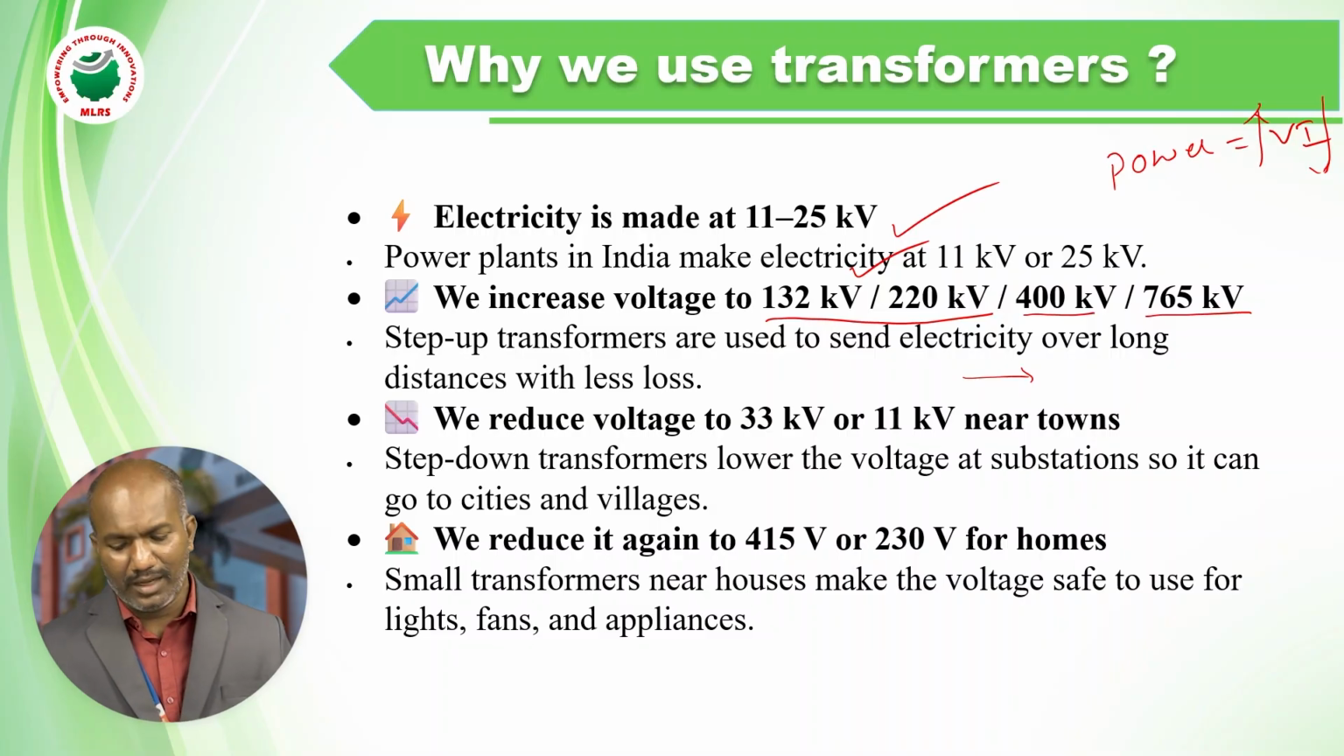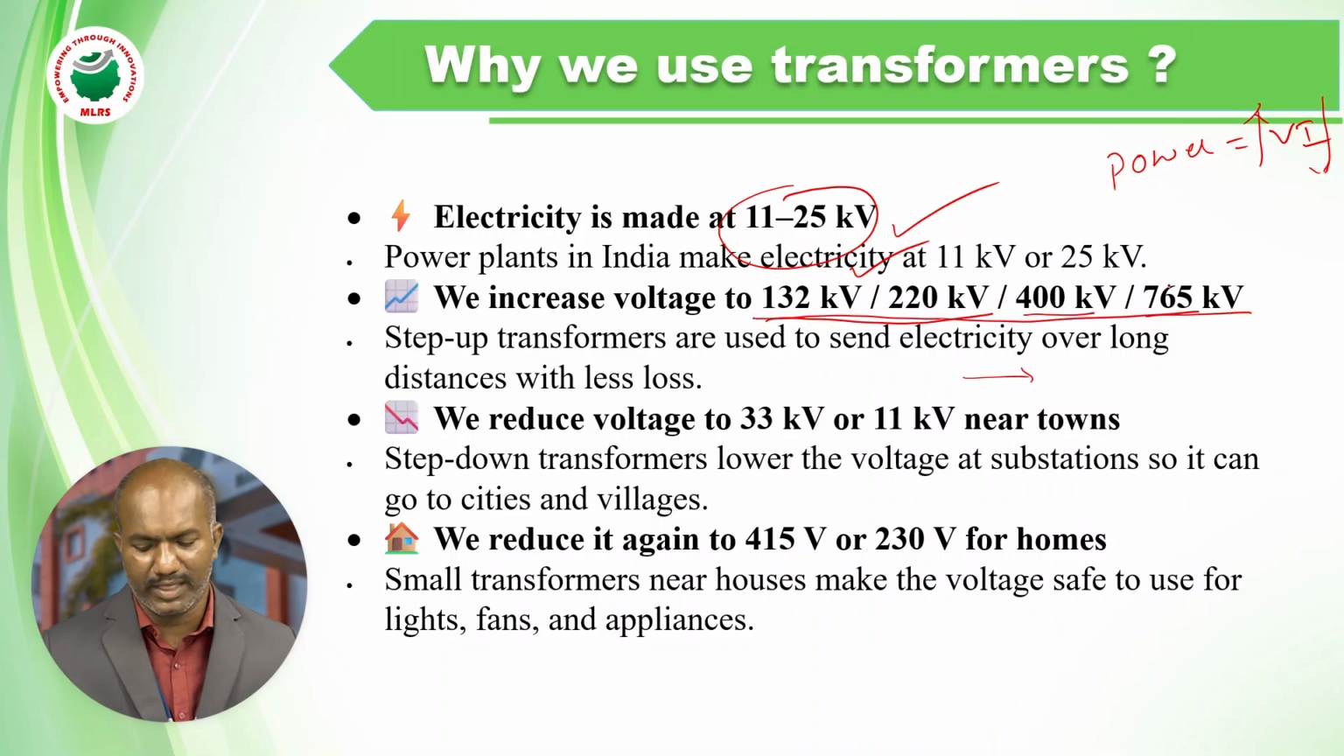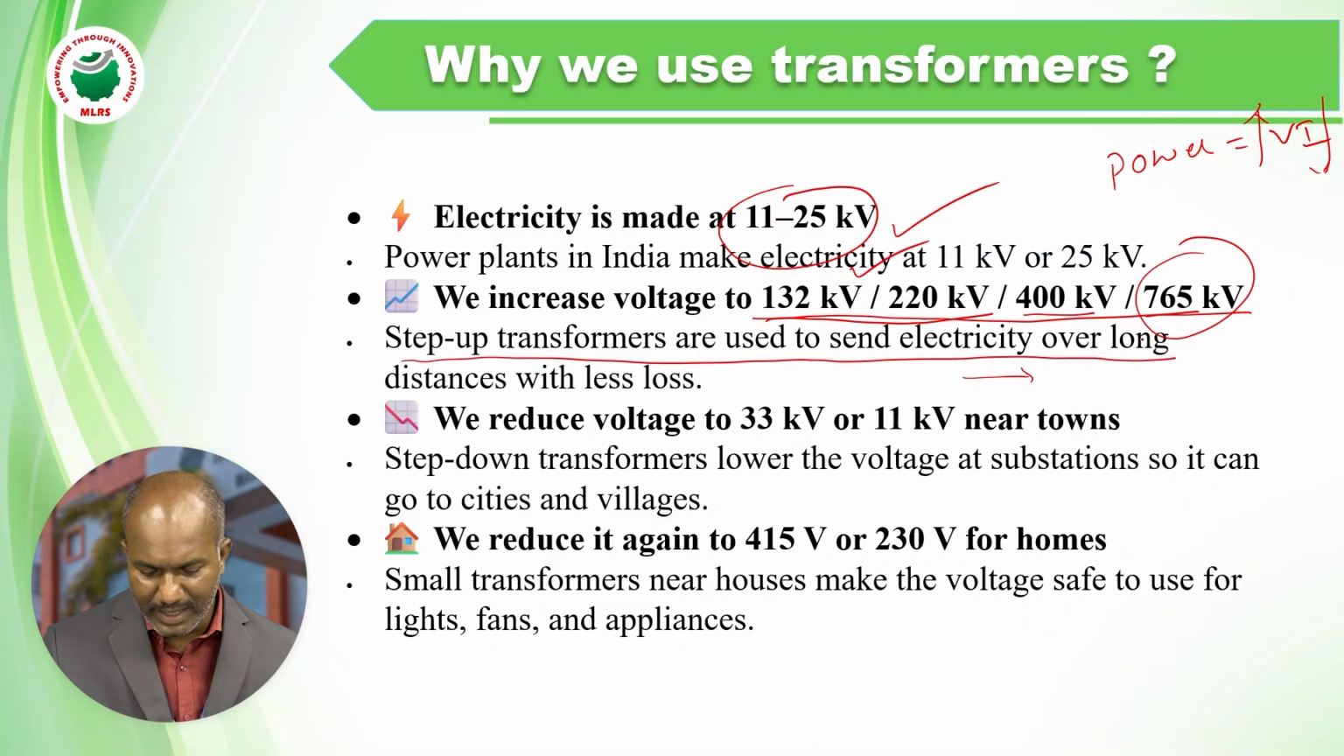So what we are doing here, see, in India, generally the generator level is 11 to 25 kV. Now we are increasing the voltage level to 132 kV, 220 kV, 400 kV and 765 kV. In India, 765 kV is the highest transmission line level. So step-up transformers are used to send electricity over long distances with less loss. Already I discussed, by raising the voltage level, we are reducing what? Current. So thereby you are reducing losses.